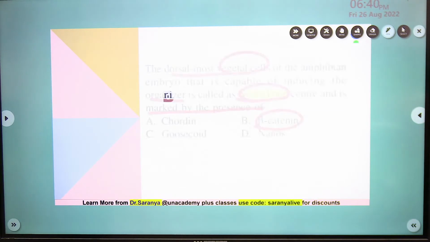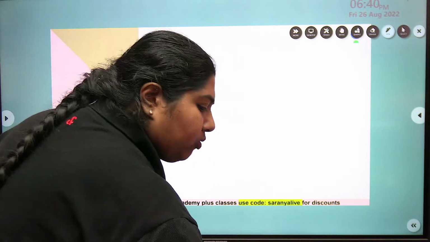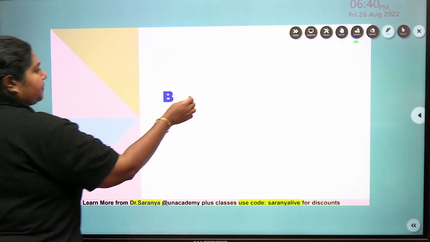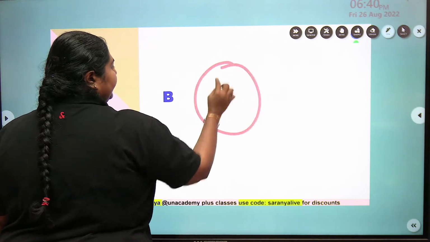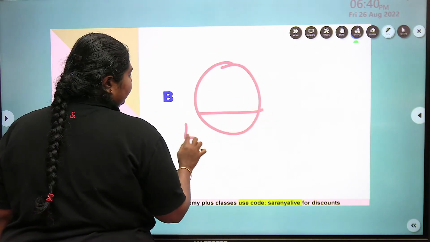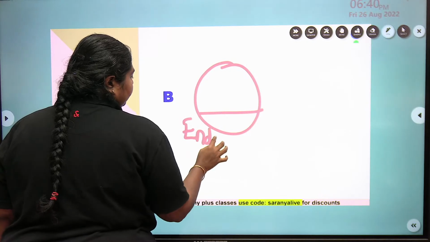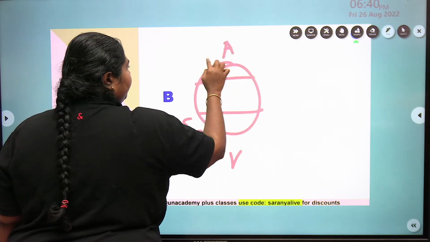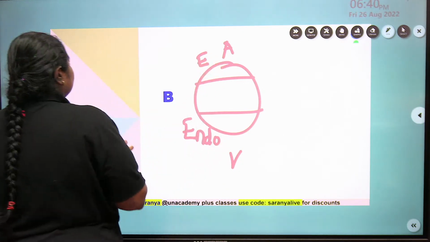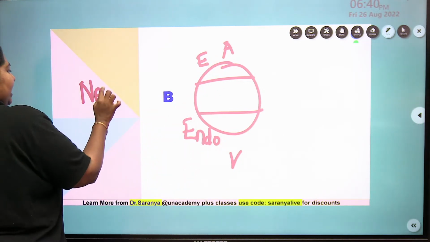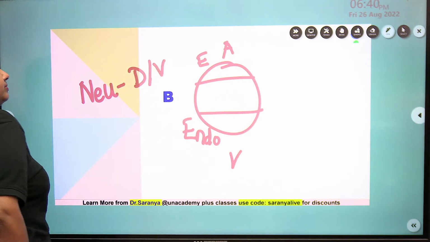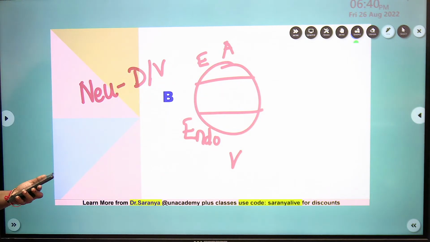Yes. Okay. So now one more point I would like to teach you. So your endoderm, it is on your vegetal side. This is your animal side. It is going to have your ectoderm. Okay. Right. So who is forming this neural? Dorsal or ventral? Neural is dorsal or ventral?